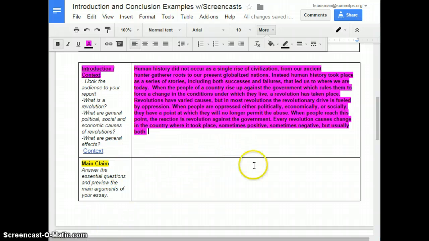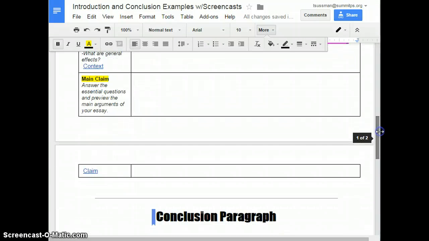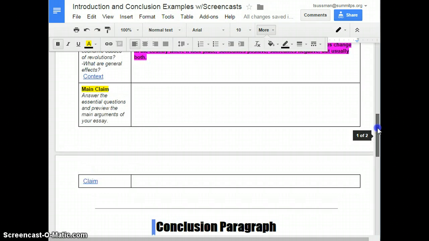I'm going to move into the claim, where I now go from the very general, talking about any revolution that could possibly happen, into the specific, talking about the revolution that we have studied in our specific essay. All right, now to deal with the claim statement. Our claim statement is going to introduce the entire argument of our essay.